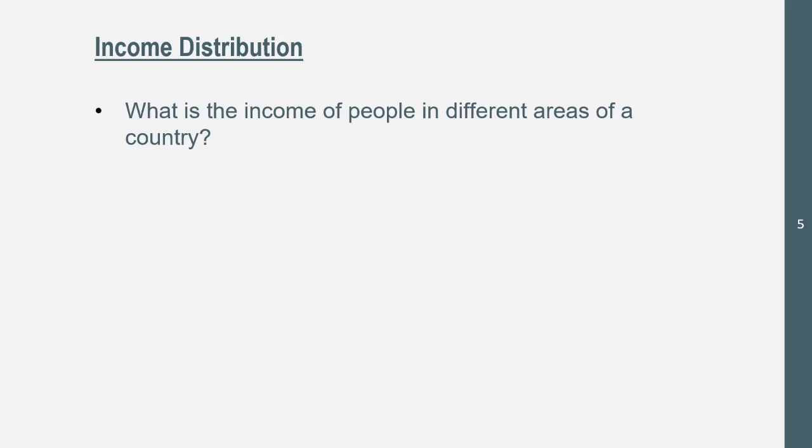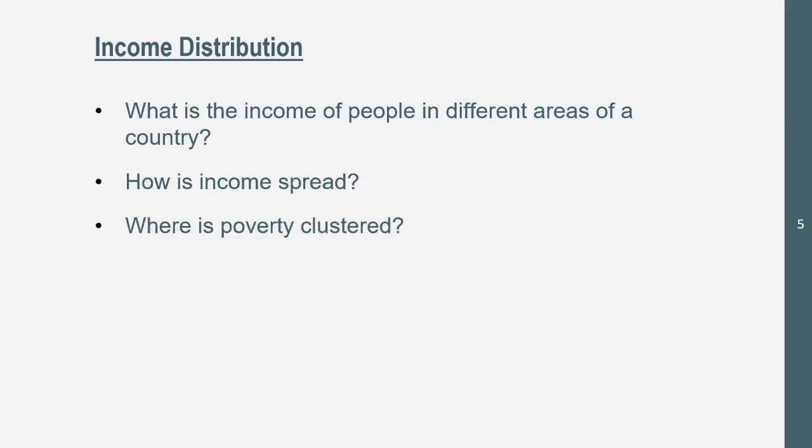And then finally, income distribution. So we have some questions starting with, what is the income of people in different areas of a country? How is income spread? Is it spread evenly? Is it not spread evenly? Where is poverty clustered? Where are more people getting money or not having money? Where is income the same? Those are all questions we see for income distribution.